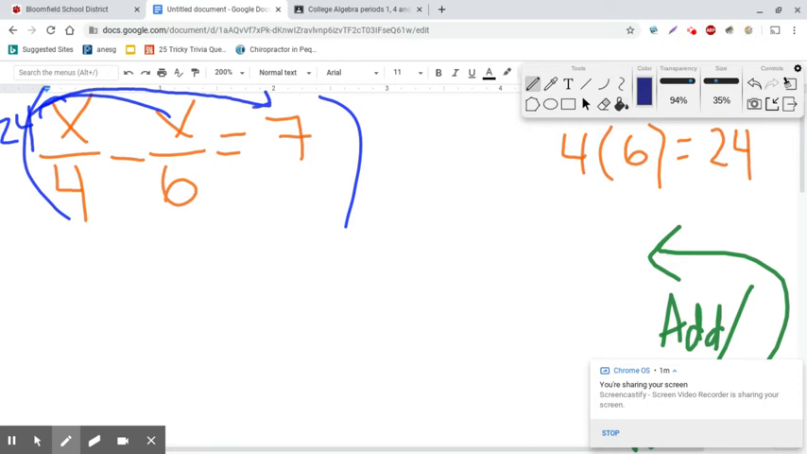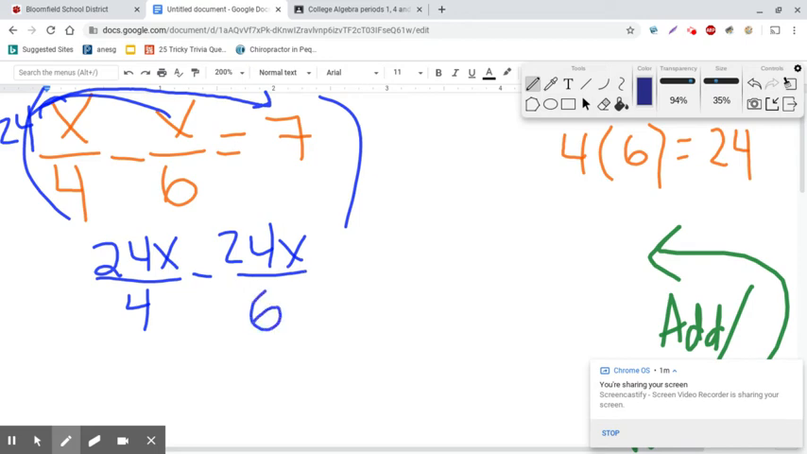When we multiply this out, we end up with 24x over our original denominator. Bring down your negative. 24 times x again is 24x over your original denominator. And now we also have to do 24 times 7. 24 times 7 is 168. Use your calculators. I also put a calculator link on Google Classroom, so if you need one to download, you can.